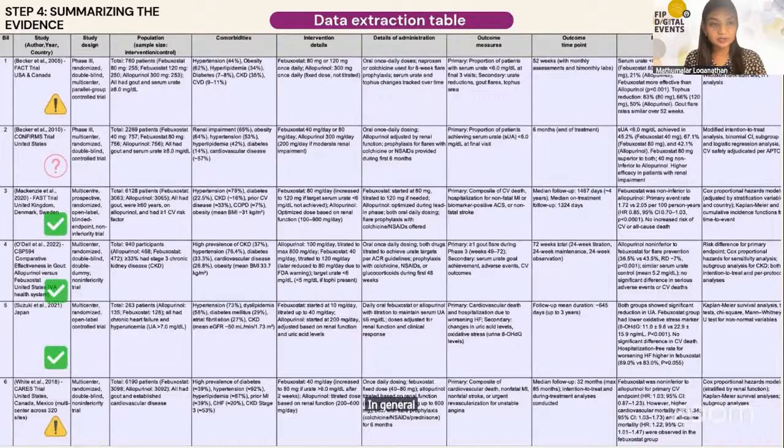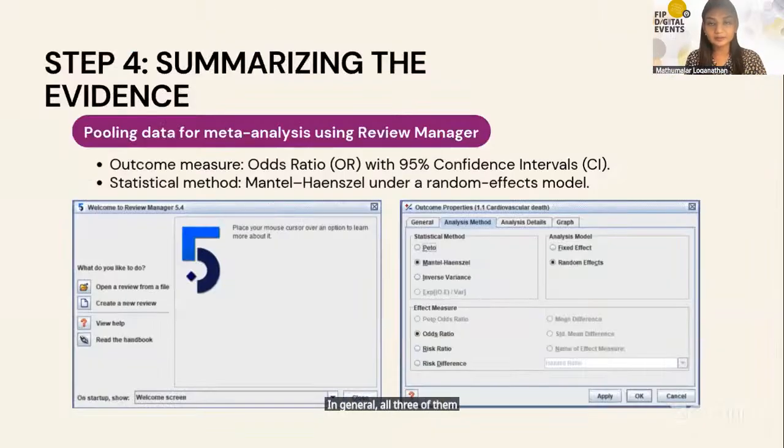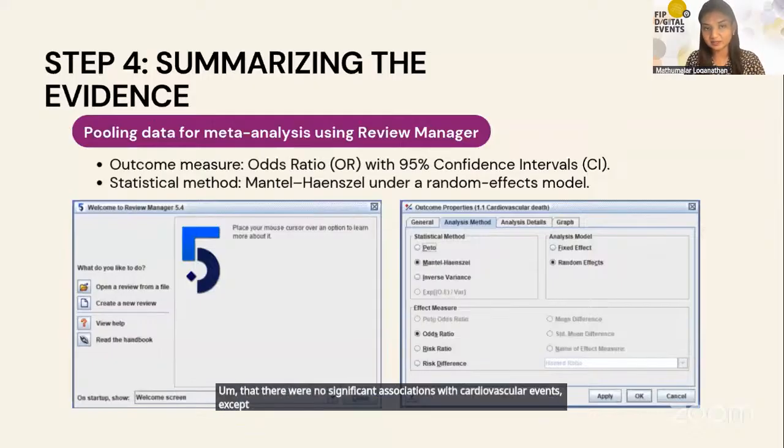In general, all three of them showed that there were no significant associations with cardiovascular events, except for two of the articles. I will go into details in the next few slides.